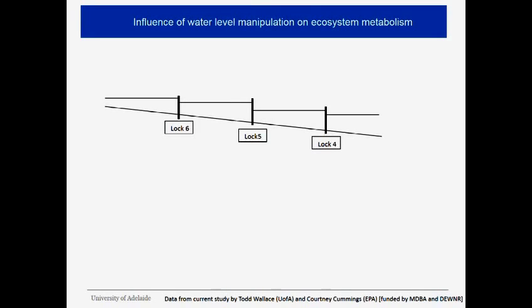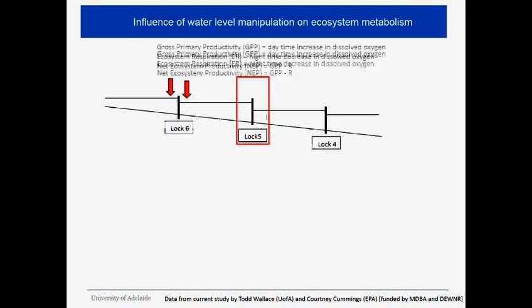So one of the other things that we're looking at, and Sanjina touched on this, is changes in ecosystem metabolism. So Lock 5 had a 0.45 metre weir pool raising last year. And in this event, we measured dissolved oxygen upstream and downstream of Lock 6 to see if there would be any changes in productivity that we could detect from the weir pool raising. We're using the increases in dissolved oxygen during the day as a signal of gross primary productivity, and the decreases in dissolved oxygen at night as a signal of ecosystem respiration.